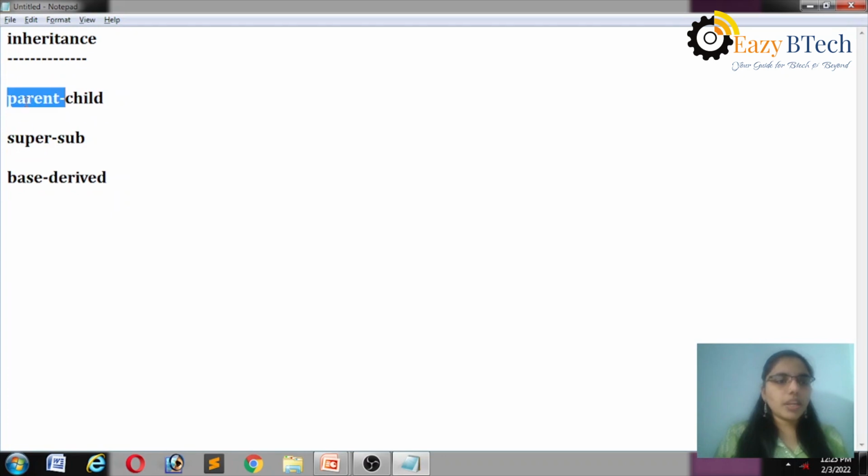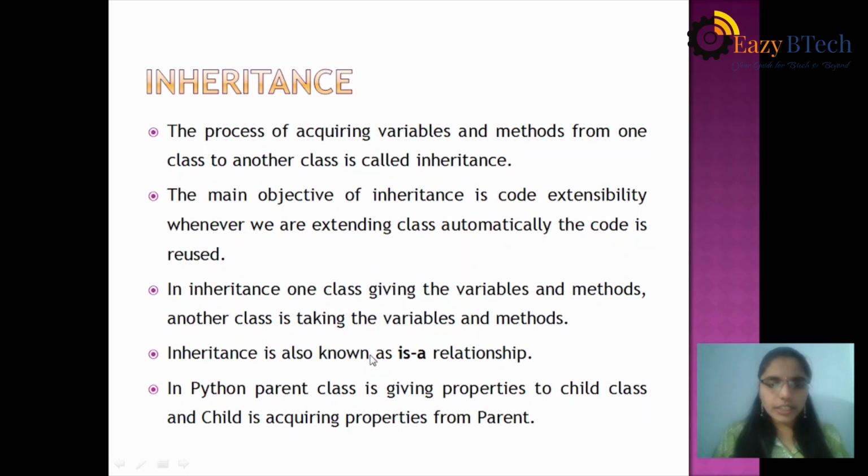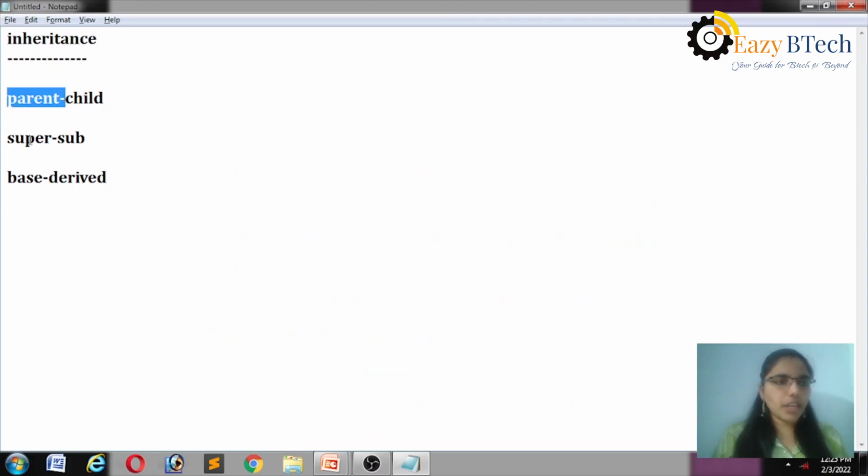If it is a parent, we don't call it a subclass; we call it the parent, and the other is the child class. If you call a parent class a superclass, then the other is the subclass. So the combination is parent-child, or super-sub, or base-derived. Inheritance is also known as an IS-A relationship. In inheritance, one class, the parent, super or base class, gives properties like methods and variables to the child class, subclass or derived class.